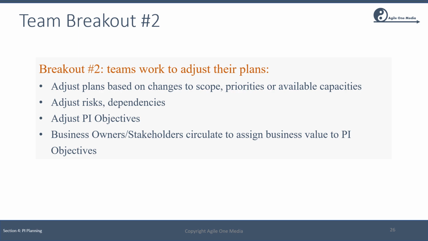Based on that, they can then update their risks and dependencies, and then adjust or update the PI objectives that were established. Then business owners, business stakeholders will circulate around the teams to assign a business value to the PI objectives. And if it's a big room planning event, that's pretty straightforward. Everyone's in the same room. Otherwise, if it's a virtual event, we can use tools like MS Teams breakout rooms or Zoom breakout rooms or something equivalent.